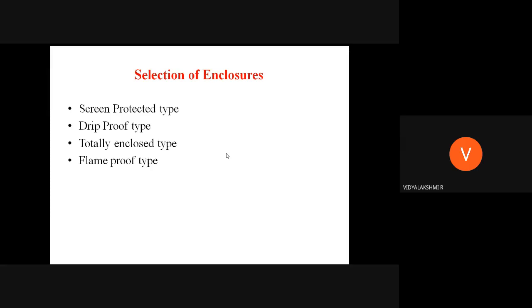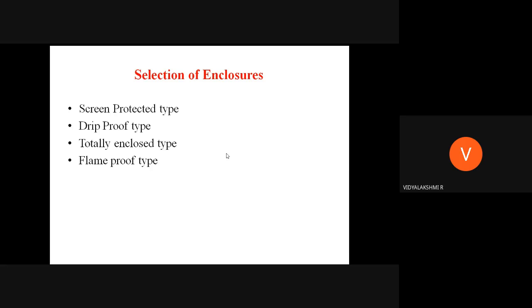So why we use the enclosure, what are the types, and which type of enclosure we use in the application, this is what I am going to say in the selection of enclosure. I'm repeating once again. Normally the drives are enclosed with some covers to protect from dust and environmental aspects. So we have divided them into 4 types: screen protected type, drip proof, totally enclosed type and flame proof type.